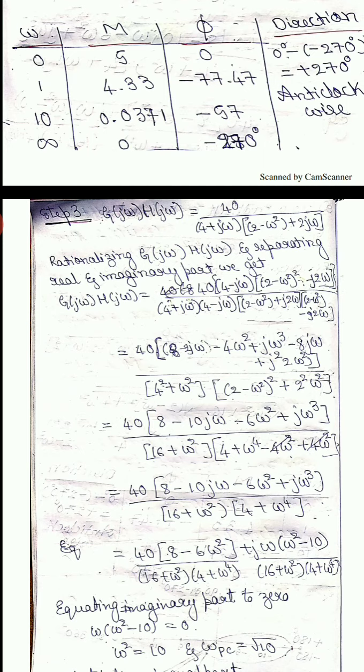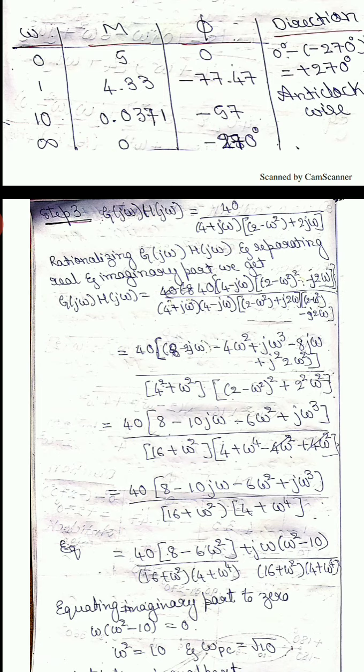I have divided it into separate parts, real part and imaginary part. Real part is 40 into (8 minus 6 omega square) divided by (16 plus omega square) into (4 plus omega square). Instead of solving, in the denominator you can write it the same: (4 square plus omega square) into ((2 minus omega square) whole square plus 2 square omega square). You can keep as it is what is there in the denominator; after that you can solve, your option.